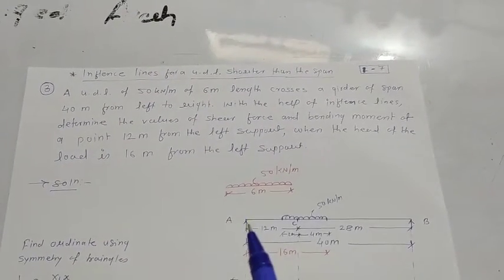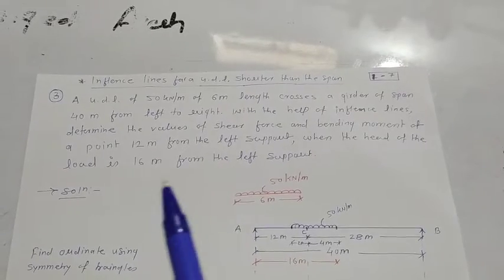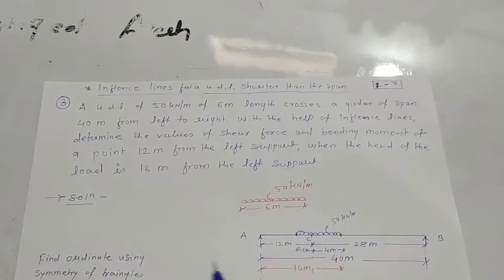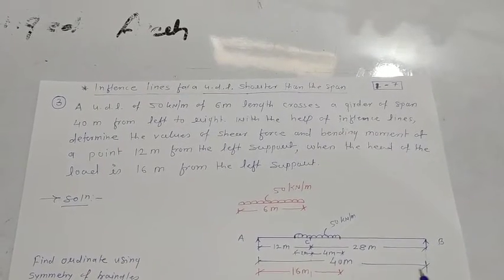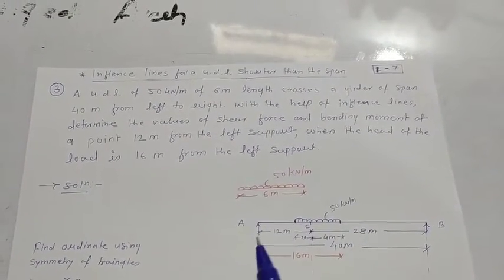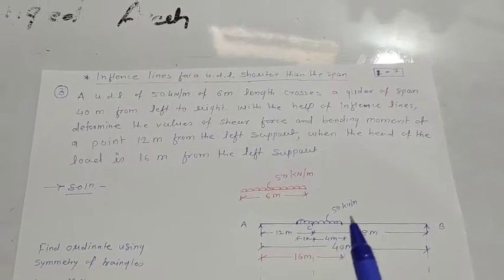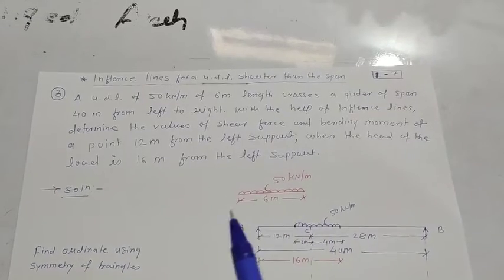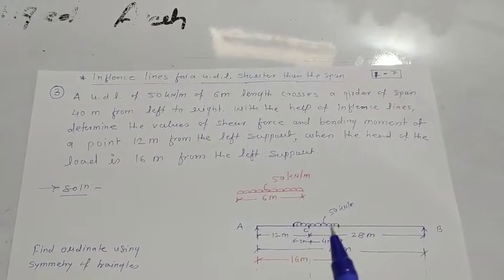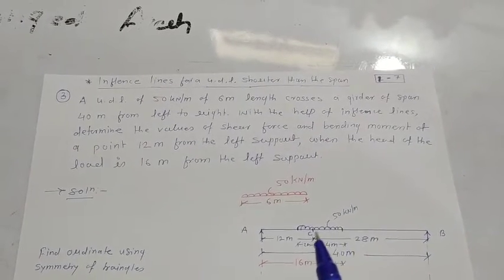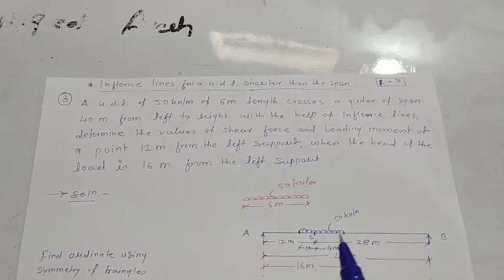So a condition is given: the head of the load is 16 meter from the left support. This is the total span of 40 meter, and we have to place the UDL at 16 meter from the left end. This means the head of the UDL we place at 16 meter, and the span of the UDL is 6 meter.